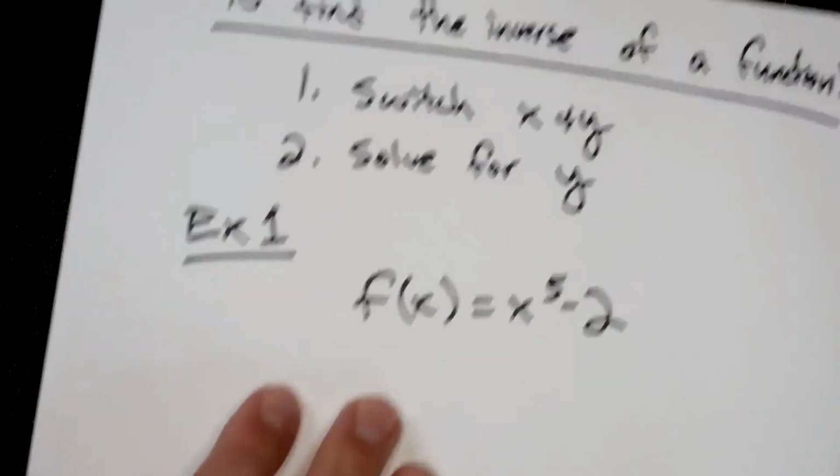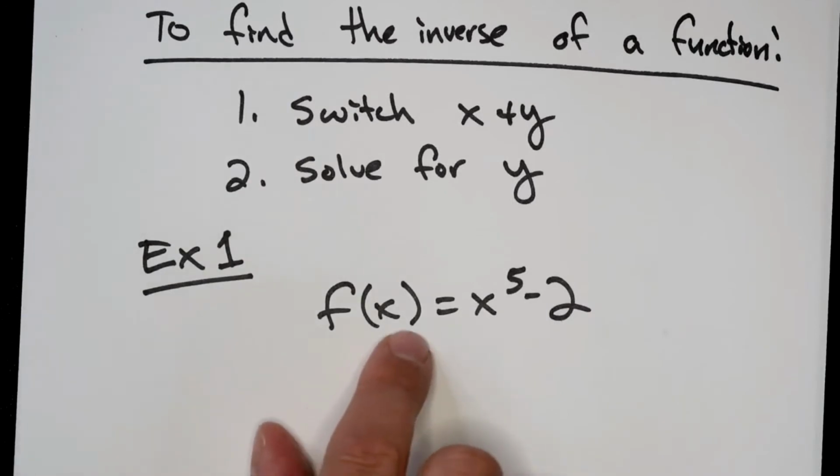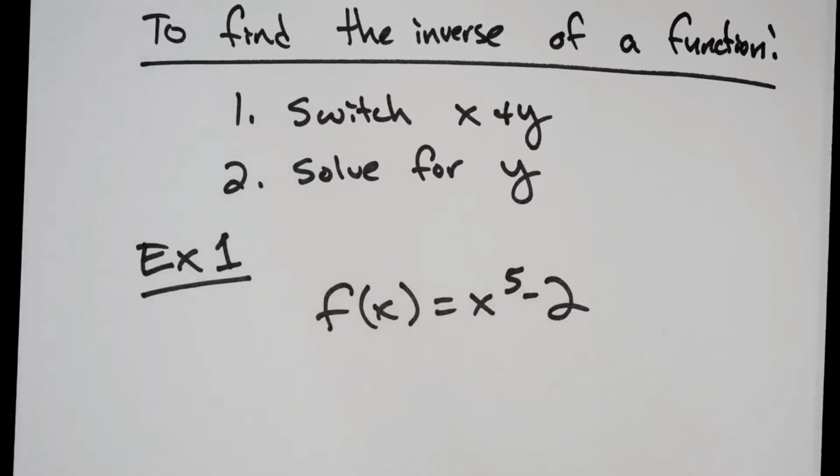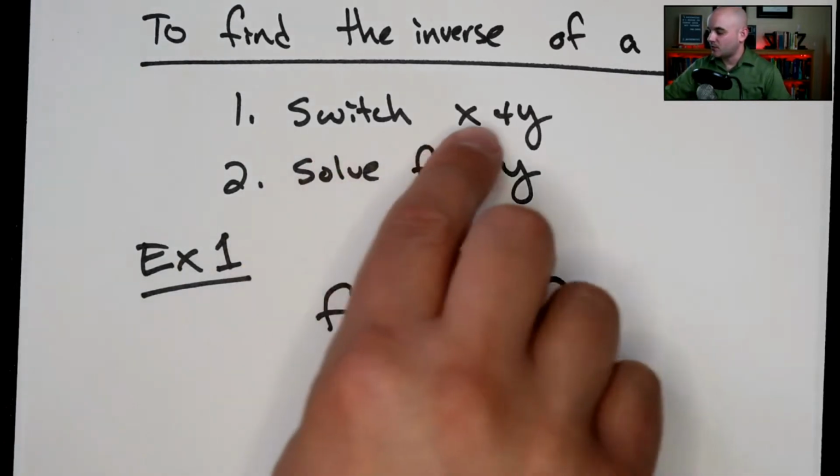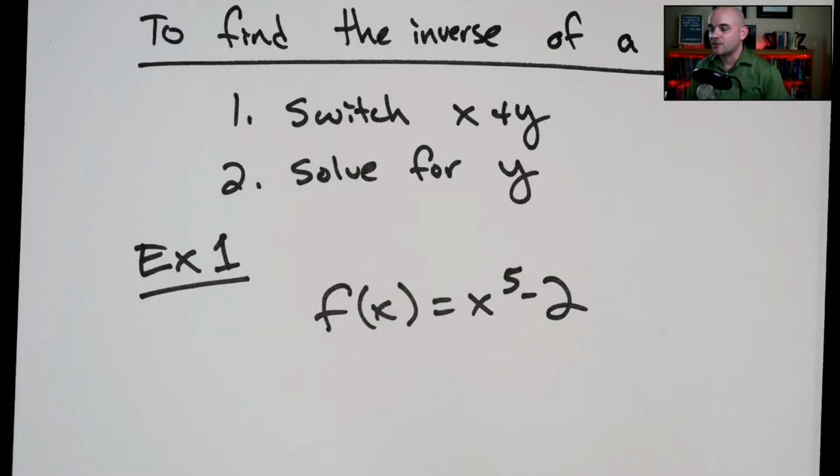If we have something like this, f of x equals x to the fifth minus 2, what we want to know here is what is the inverse of it? Well, our steps are pretty simple. We're going to switch the x and the y variables, and then we're going to get y by itself. That's the easiest way to algebraically find the inverse to a function.